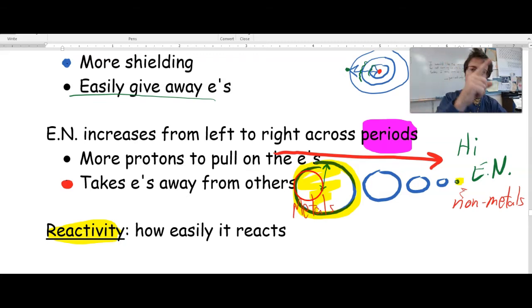Same thing, only completely opposite, is over on this end. The very, very small atomic radius is going to be very reactive because they have such a huge electronegativity. They just rip electrons off of any old atom that comes in. They don't even care. Just take them, right? It's the extremes that are highly, highly reactive.